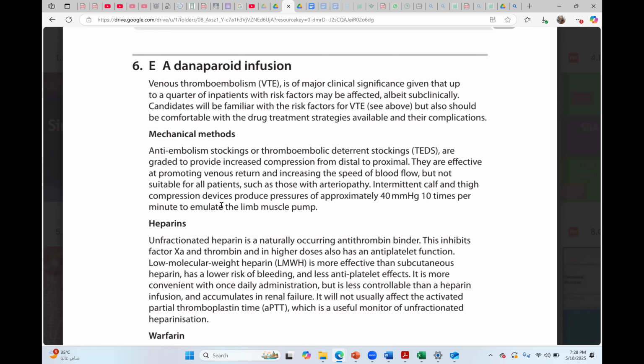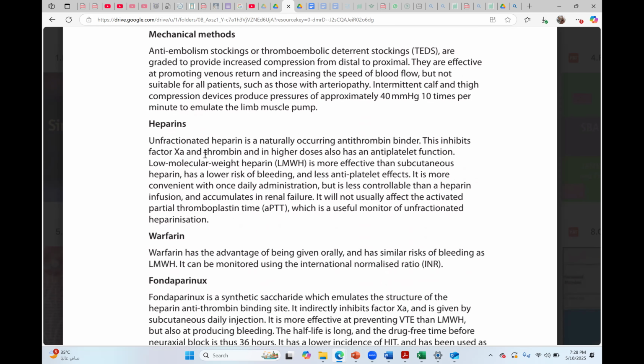Intermittent calf and thigh compression devices produce pressure of approximately 40 millimeter mercury 10 times per minute to emulate the limb muscle pump. Okay, so they are mimicking the limb muscle pump, which we use by our contractions when we are mobilized, when we are moving. Okay, so next is heparins. So unfractionated heparin is a naturally occurring antithrombin binder. This inhibits factor 10A and thrombin, and in high doses also has antiplatelet function. So this is the mechanism. It is working through antithrombin 3.